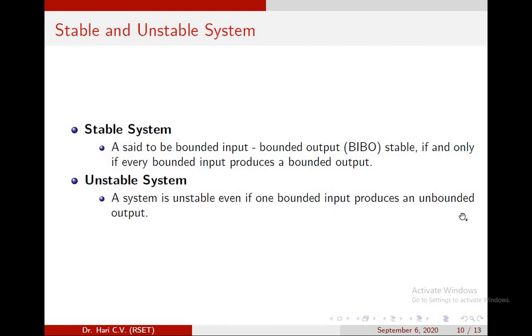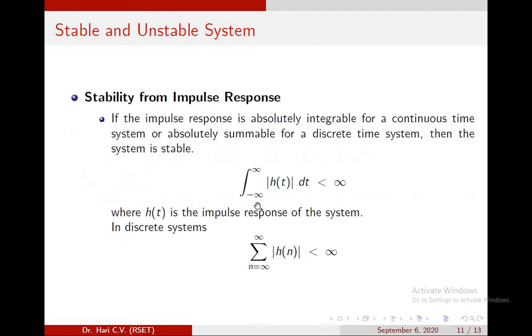Stable and unstable system. A system is said to be bounded input, bounded output stable if and only if every bounded input produces a bounded output. A system is unstable even if one bounded input produces an unbounded output. The stable and unstable system. The stability from impulse response we can find like this.